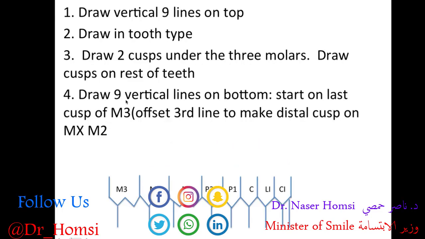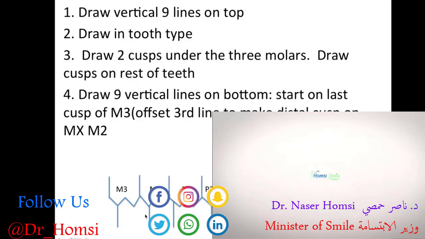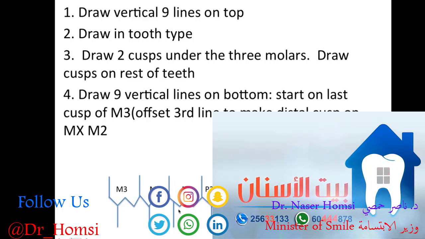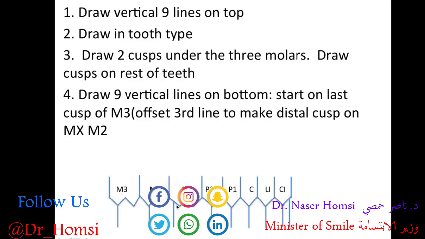Okay, the next step is we're going to draw another 9 vertical lines on the bottom. And we're going to start at the third molar here. Now there is an exception to this rule, because traditionally each line comes down off of a cusp. So you'll notice in the first one we draw a straight line and then we come over 2 cusps, and that looks like it's going to be the third molar right there. And we draw that second line down there. And then the third line, you notice we didn't come straight down off of here. We pushed it off to the distal a little bit. And this is going to be the first molar. The reason we did that is because this kind of represents the distal cusp right there.